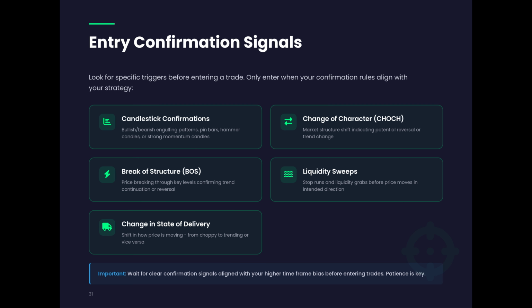Third, break of structure, or BOS. This is when price decisively breaks through a significant level on your entry time frame, confirming the continuation of the trend. Perhaps you're waiting for a bullish trade and price breaks above a short-term high on your 5-minute chart. That break of structure confirms that buyers are now in control and it's safe to enter.